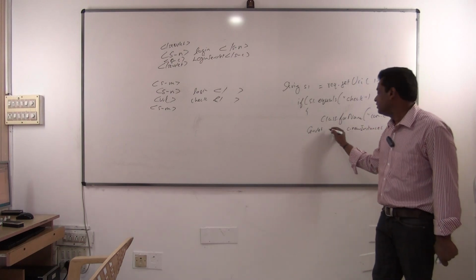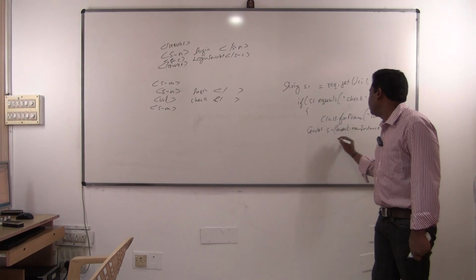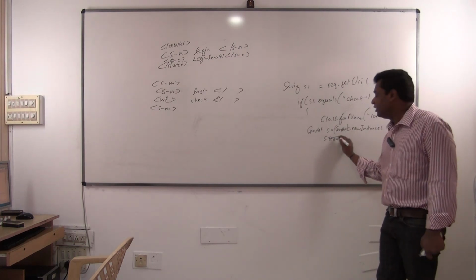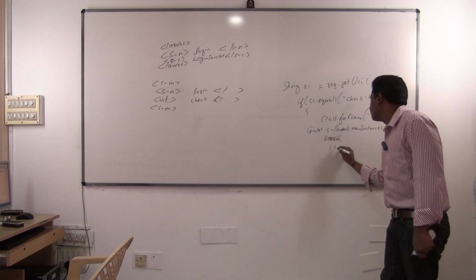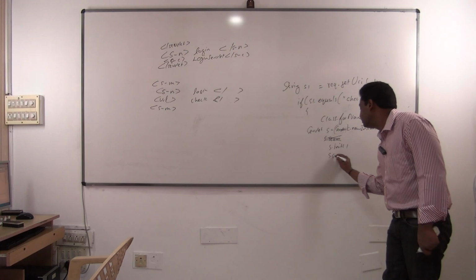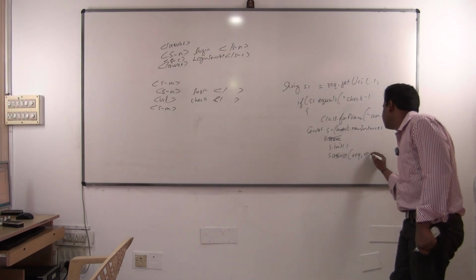I'll show you this later. Servlet s is equal to, it will typecast it, and then it will call what? s dot init method will be called first. More in detail I will tell you, don't worry. And then what will be called? s dot service, and it will call the request and response object.